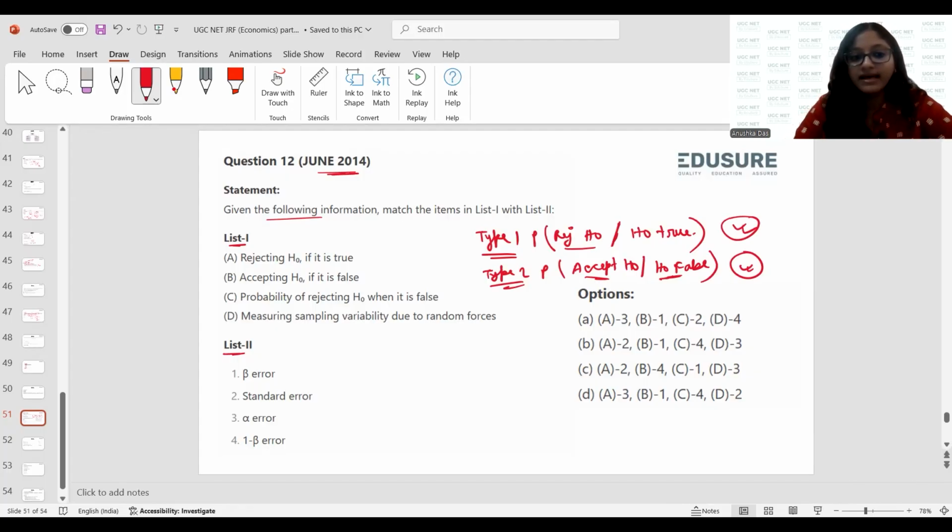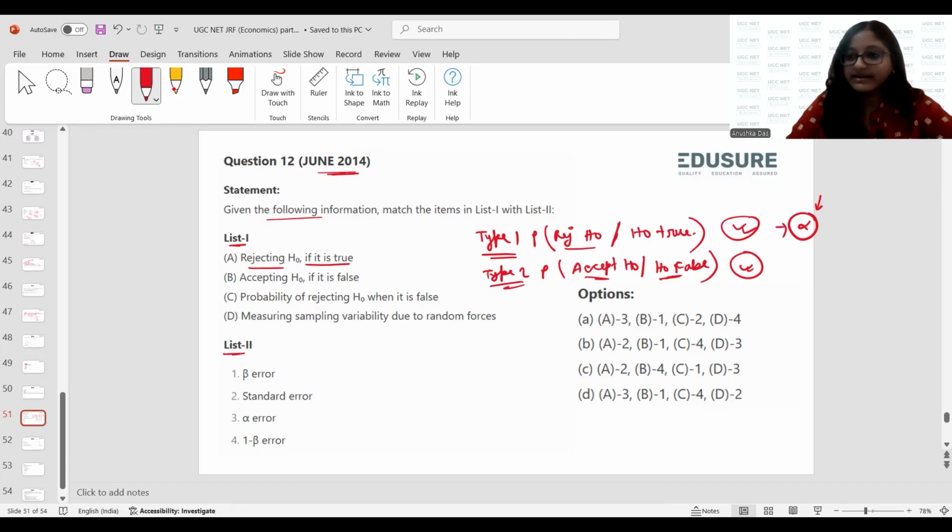Now let us look at this. Rejecting H0 which is true. What will be the answer? Type 1 error. Type 1 error is written as alpha, which is also the level of significance. Remember this fact that type 1 error is nothing but alpha, which is the level of significance.